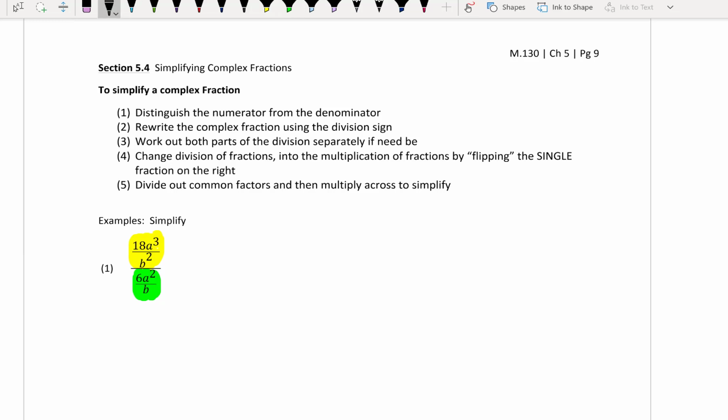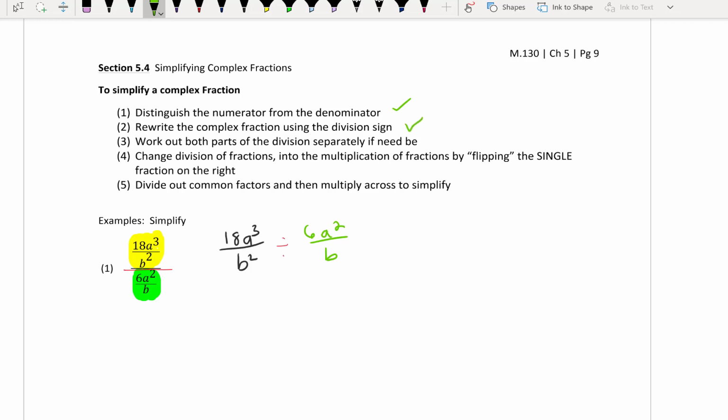So I have my first fraction, which is my 18a to the third over b squared, and this division sign, remember, really represents division. And I have my second fraction as 6a squared over b. So now I've distinguished the numerator from the denominator. I rewrite the complex fraction using the division sign.